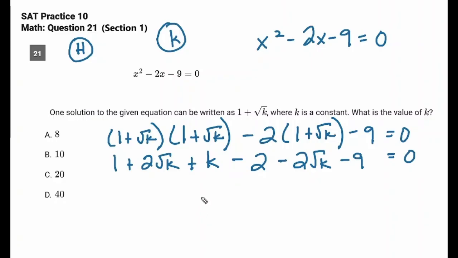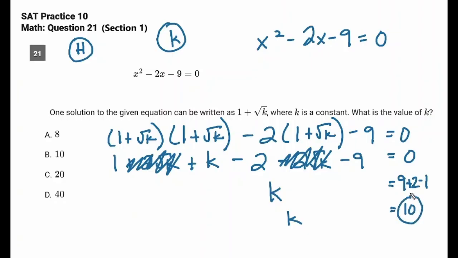All right, here's the good news. Look at this. Plus 2 root k, minus 2 root k. Those are gone. They don't matter. And now you've got a pretty simple equation. You just got k here on the left, and if you move the numbers to the right, minus 9 becomes plus 9, minus 2 becomes plus 2, and then the 1, it becomes a minus 1. So k is just 9 plus 2, which is 11, minus 1, which is 10. And the answer is 10. So it's B. You plug through it, you get it right, and you move on.